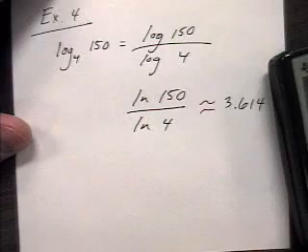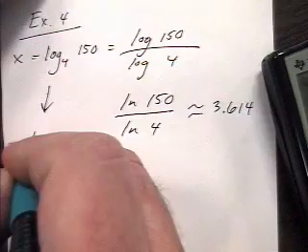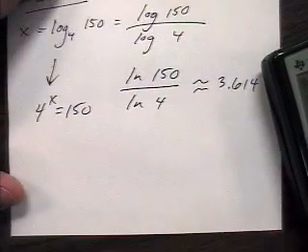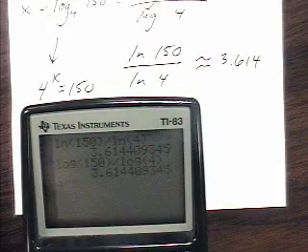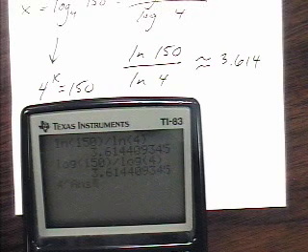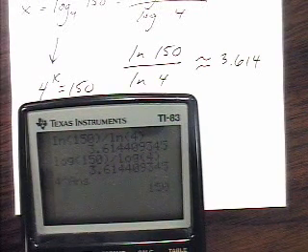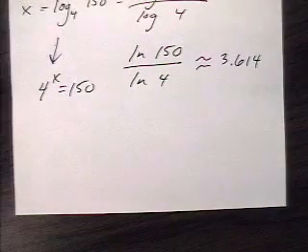If you want to double check your work, always keep in mind this is the same thing as saying 4 to the x equals 150. So how can I use that to double check my work? Well, I can say 4 to the answer. Hopefully you know how to use the answer feature, which is right above the negative sign. When you do that, you better get 150. And we did. So that's a good way to check it.